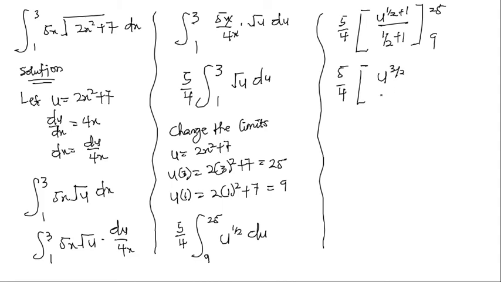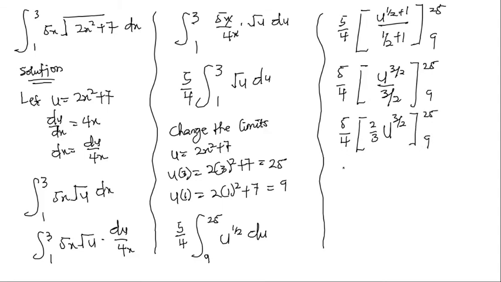Okay, and if I divide by what? 3 on 2, 25 and 9. So let me bring this up. So I have 5 on 4 into brackets 2 on 3, u raised to the power 3 on 2 for 25 and 9. So let's go ahead and simplify.